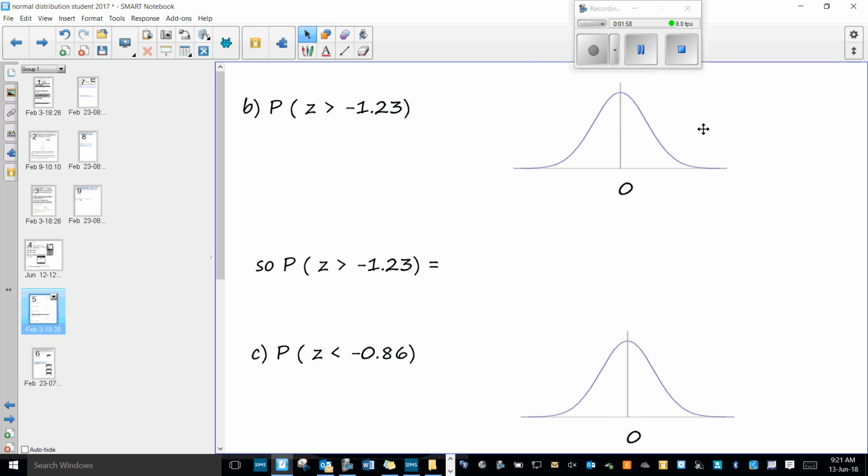All right, so we've now got Z is greater than negative 1.23. So what did we say we did? We're going to draw a line roughly where negative 1.23 is. Is it going to be on left or right? Left. Doesn't matter where. Negative 1.23. We want greater than that value. So where are we going to shade?